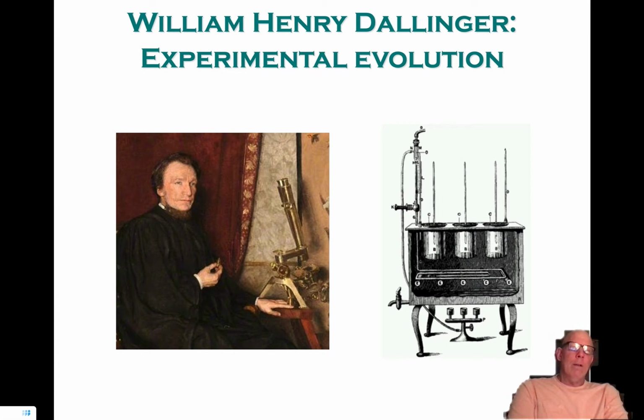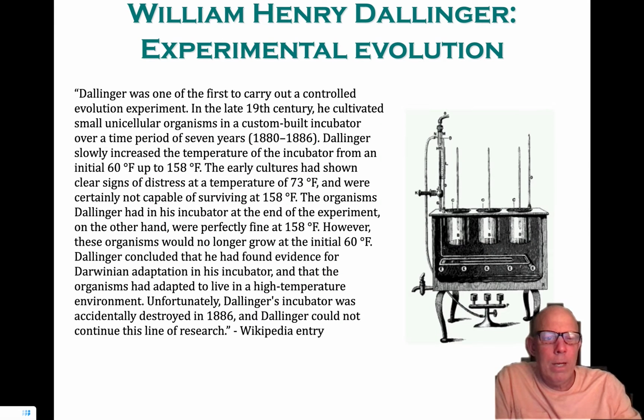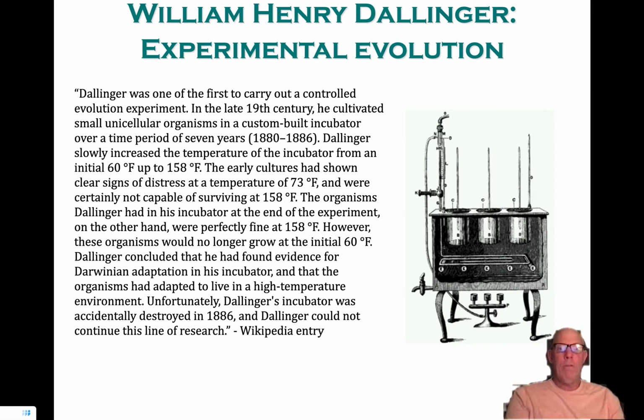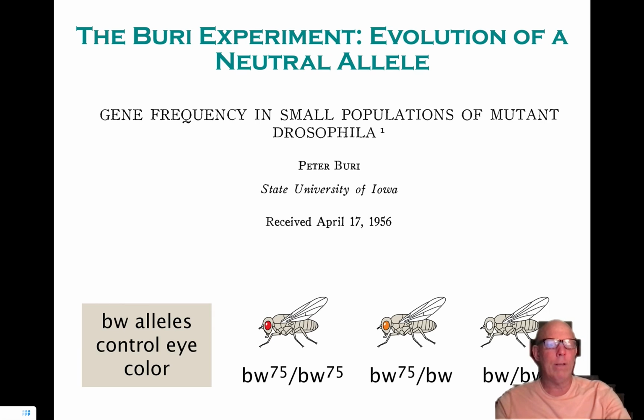So many people in the class had mentioned an interest in synthetic biology, and I wanted to note that there was already in the late 1800s a synthetic biology experimental evolution experiment by this guy Dallinger, where what he did is over time he increased the temperature of the culture. So he started out with an incubator initially at 60 degrees Fahrenheit, and by the end of the experiment, which was I think over 7 years, the temperature was 158 degrees Fahrenheit, and now the organisms are no longer capable of living at the original 60 degrees. They've definitely and definitively undergone evolution.